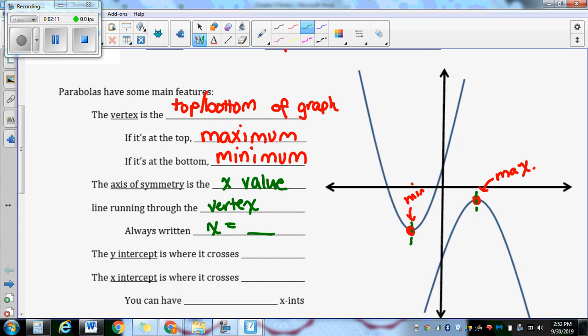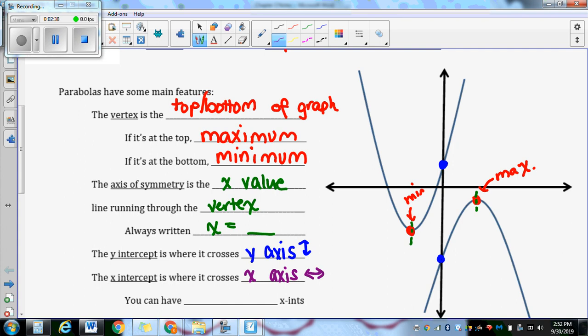The y-intercept is where it crosses the y-axis. And I usually draw in that the y-axis is the up and down one. So on this first parabola, here is my y-intercept. On the second parabola, here is my y-intercept. It's just the place that it crosses. The x-intercept is where it crosses the x-axis. And that's the horizontal one.